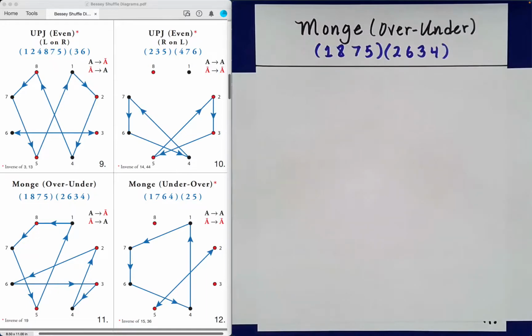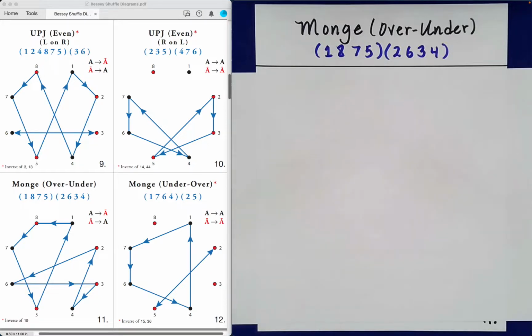Moving on to our next shuffle, which is called a Monge, M-O-G-E shuffle. It comes in two varieties, an over-under and an under-over, as you will see. So this is a very popular shuffle and can be used in a variety of settings to, quote, randomize the cards in a way that many of the other shuffles do not.